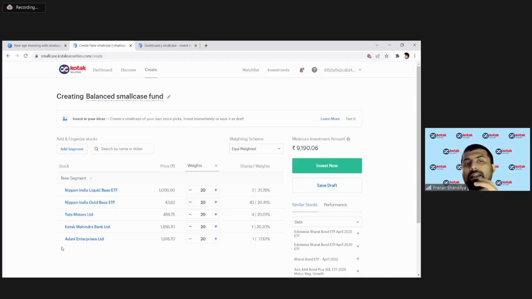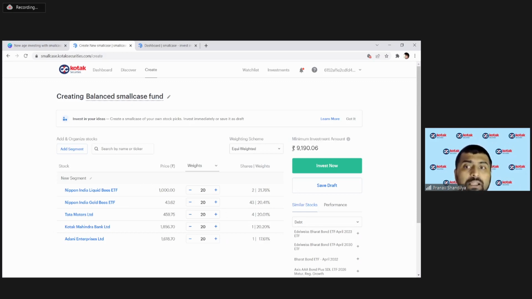So a smallcase can start with a minimum of 2 stocks or 2 ETFs and can go as high as 50 stocks. So once you have done this, in this random example, I'm going to keep it at 5 and not more than that. So here, when you do this, the system will automatically calculate the minimum investment amount over here.